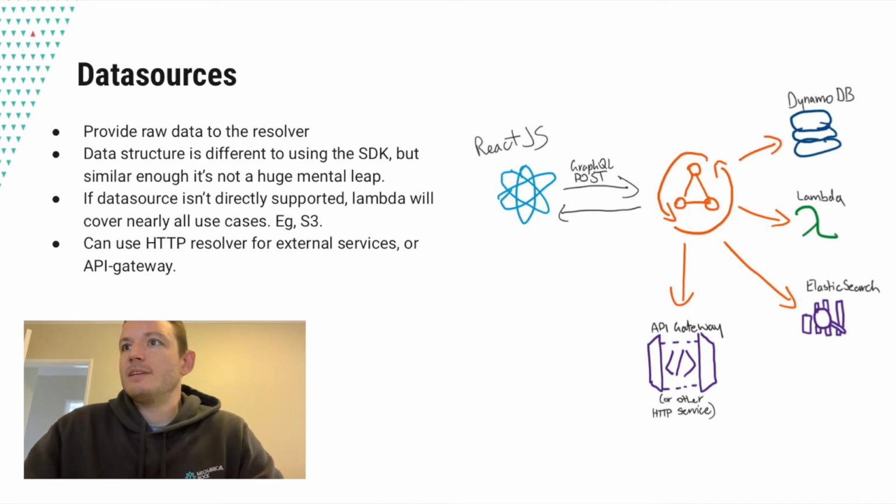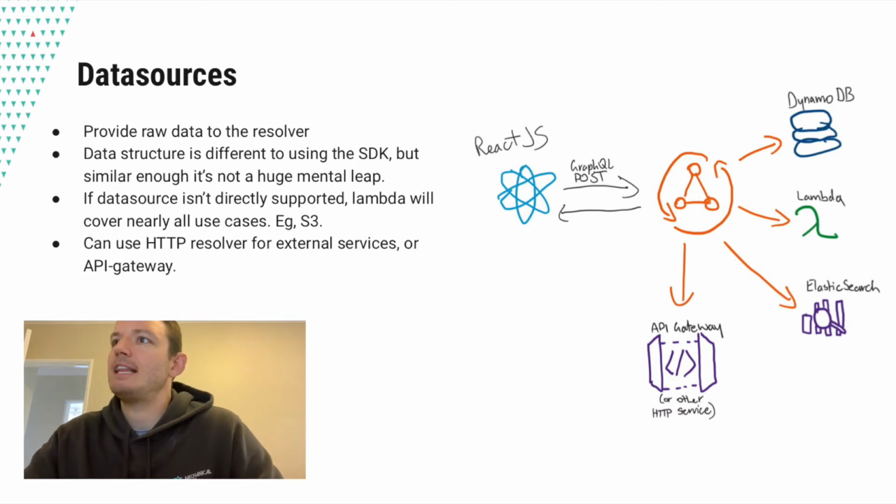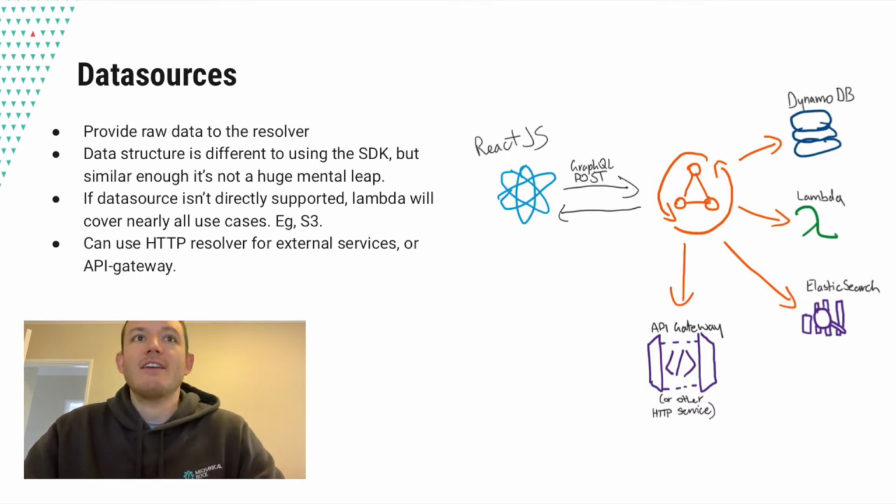So this is a quick example on the right hand side for data sources. You've got DynamoDB, Lambda, Elasticsearch, and API Gateway. I've said API Gateway, but basically it's any HTTP. So you can either go to API Gateway or you can go to external data sources.